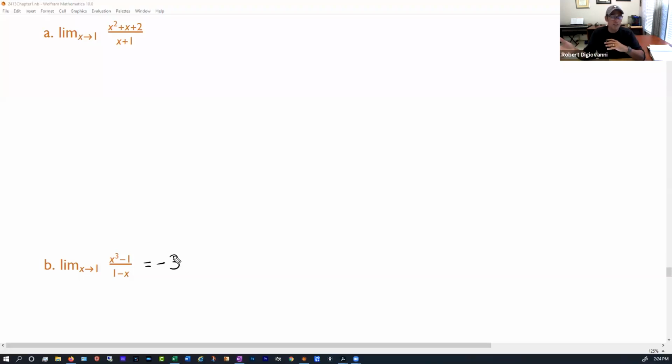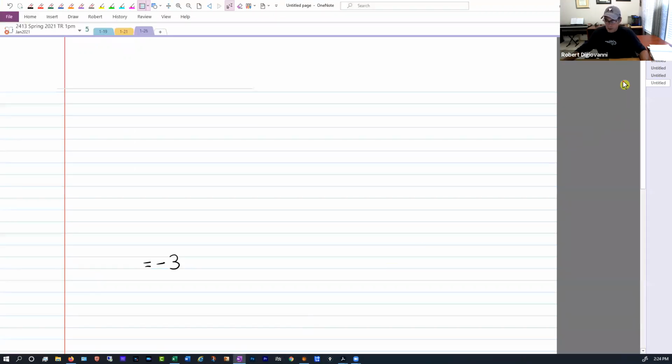We only have 15 minutes. We're going to spend a lot more time on this next class. So this is a good opportunity now for us to start fresh. Let me get to a blank piece of paper here. We are trying to figure out what the limit as x approaches 1 of x cubed minus 1 over 1 minus x is. We know the answer's negative 3, but we're going to act like we don't know that.